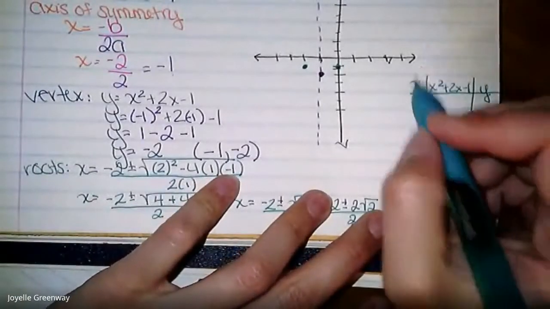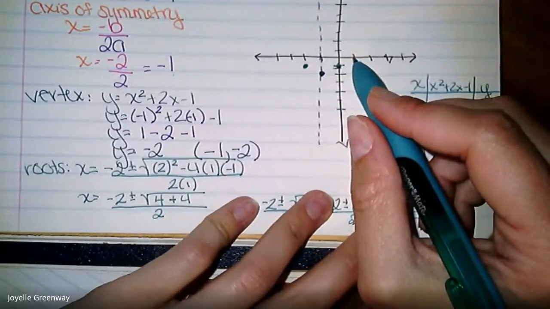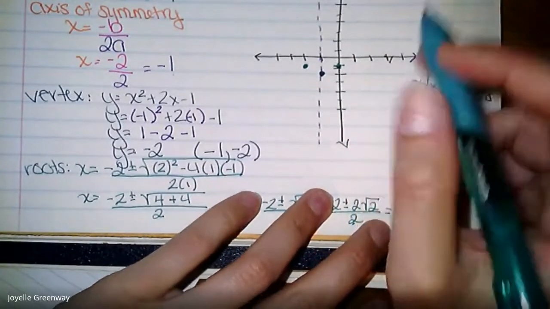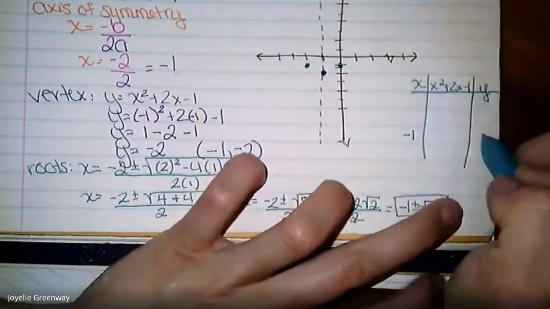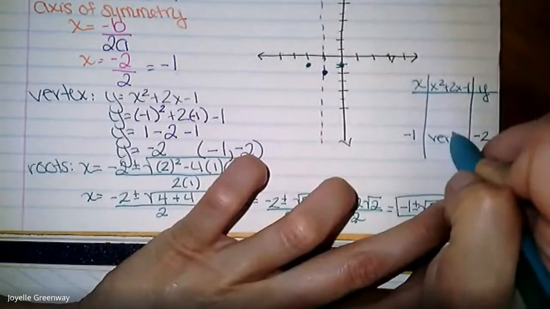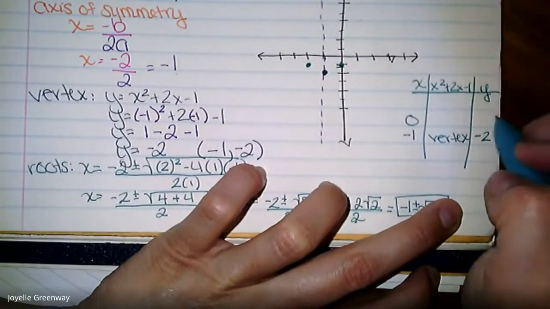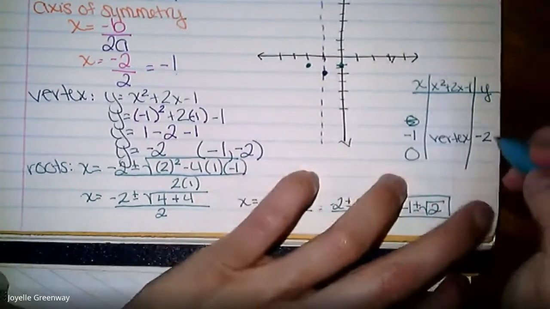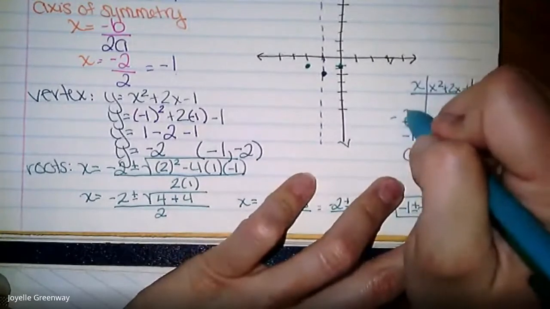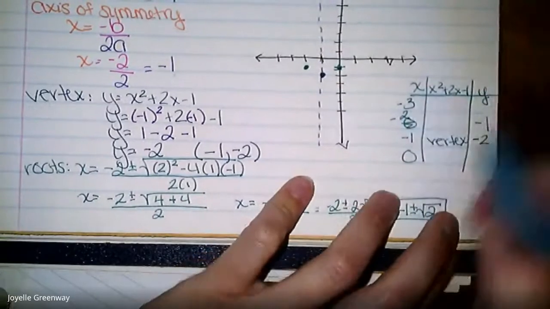So we did our vertex, which was negative 1, negative 2. So there's your vertex. We know that when x is 0, y is negative 1. Wow, it's a day, guys. So negative 2, y is negative 1. So I need negative 3.